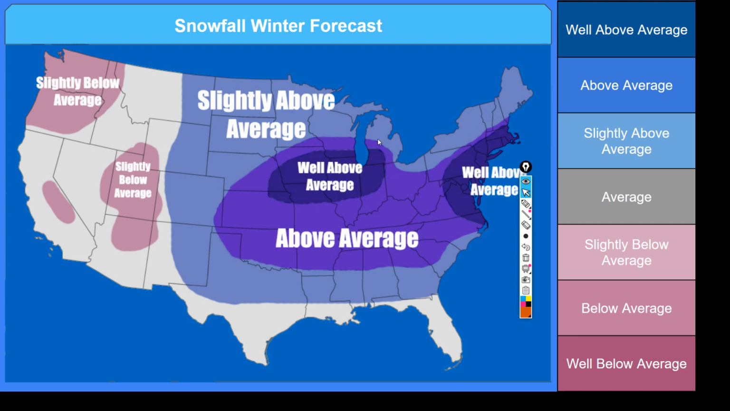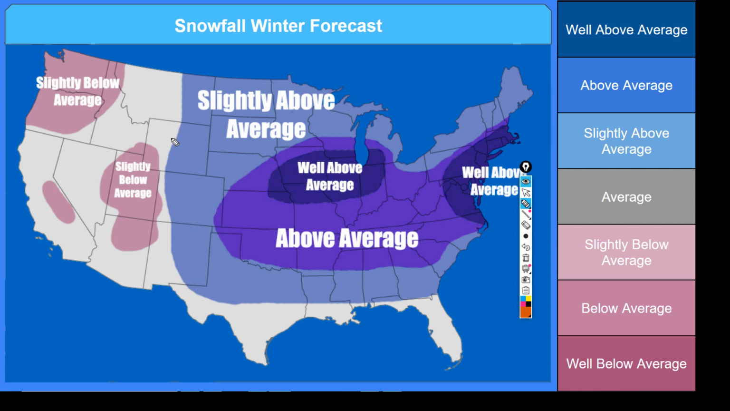Here's our snowfall forecast for the winter. You can see I didn't put below average snowfall for much of the southwest, because you don't see much snowfall over the entire winter. But for parts of the Rockies, the Sierra Mountains and the Pacific Northwest, you're going to be seeing below average. In this whitish area, this is going to be average.